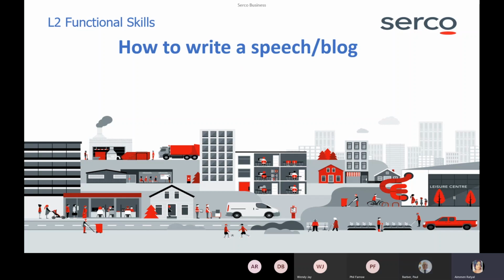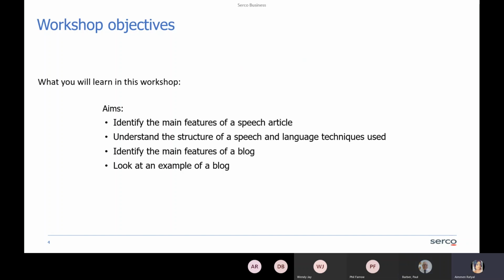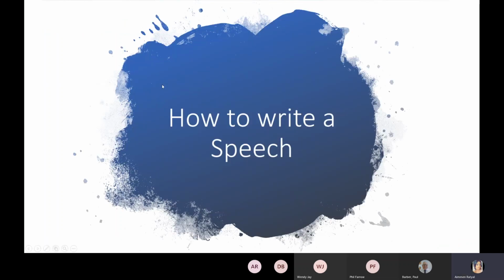Today's topic is on how to write a speech. So the aims are to identify the main features of a speech and an article, to understand the structure of a speech and language techniques used, to identify the main features of a blog, and to look at an example as well. So how to write it.